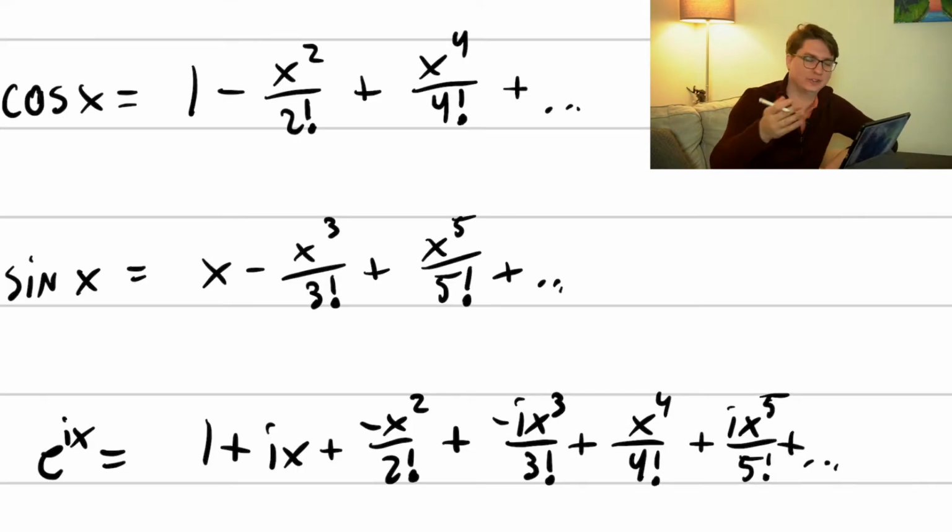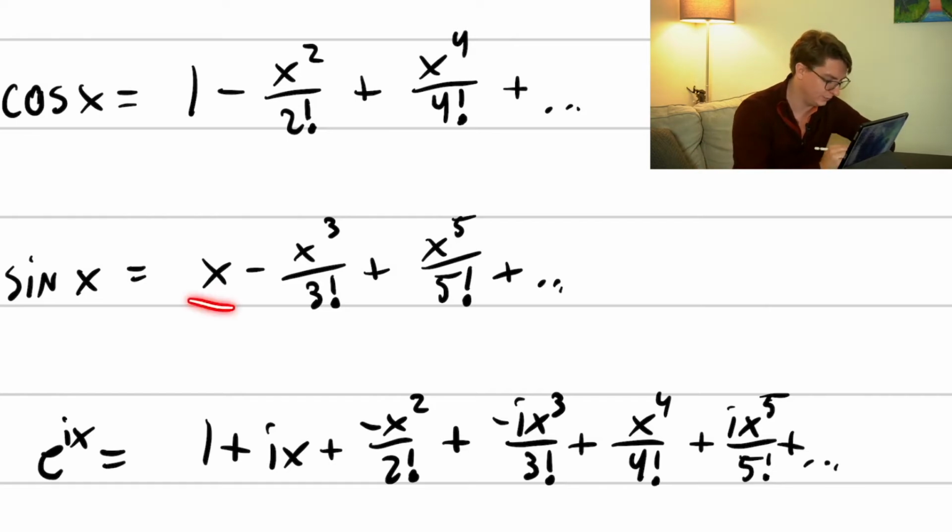Okay, so here I've pushed all the i's through. You can see we get something pretty interesting here. We notice that we get a 1, just like the cosine. We get negative x squared over 2 factorial, just like the cosine, and then x to the 4th, just like the cosine. So it looks like we can actually write out the cosine as straight up part of this.